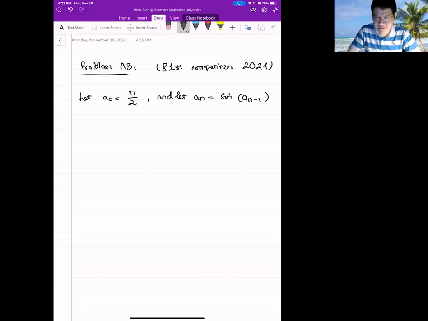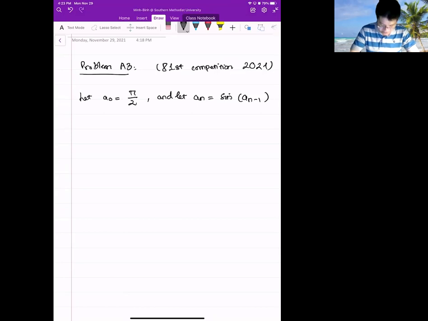Today I'm gonna go over some problems that appeared in previous Putnam competitions, and I will try to show you how to solve them. The subject of today will be limit problems. So I'm gonna go over a lot of problems that concern limits in this lecture. The first problem that I wanted to show is problem A3, which was in the 81st competition in 2021.